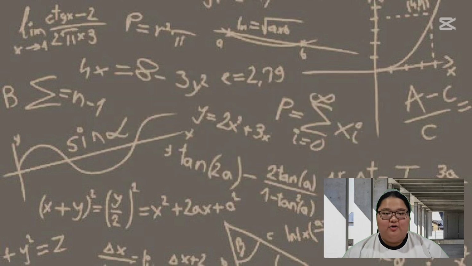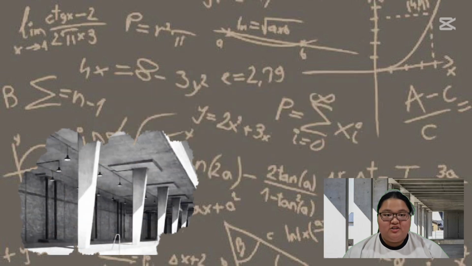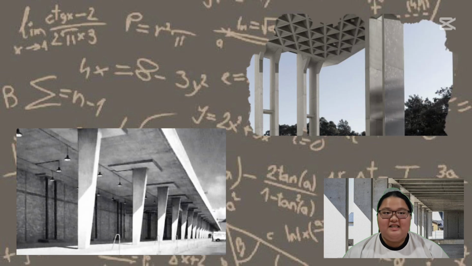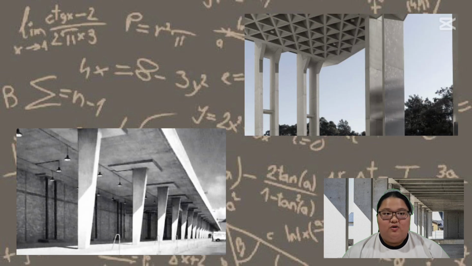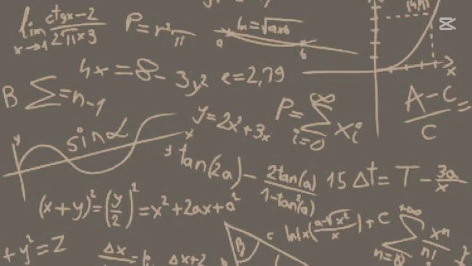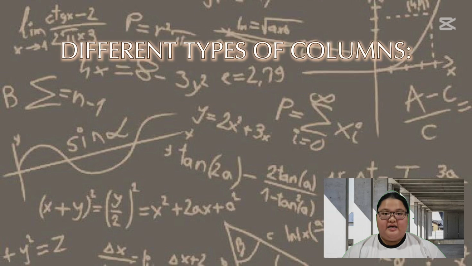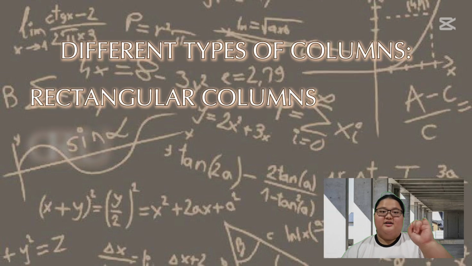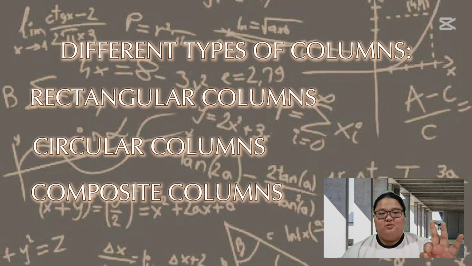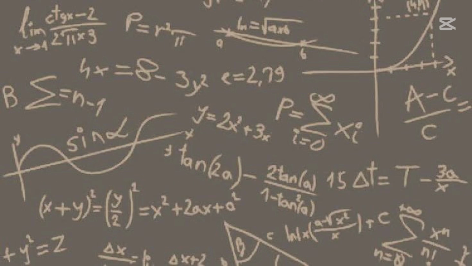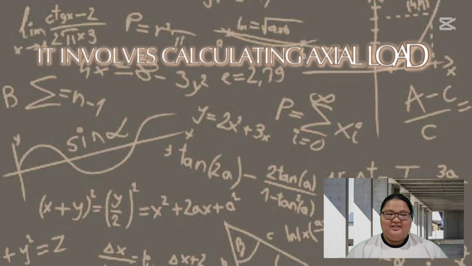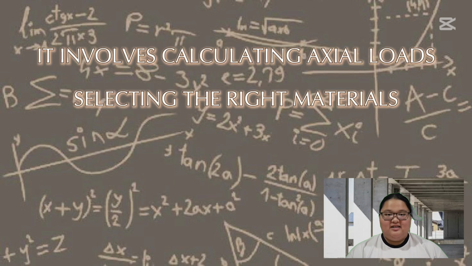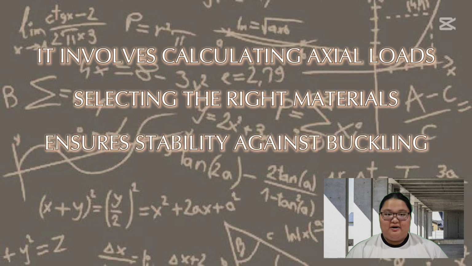Finally, let's talk about columns. Columns are vertical structural elements that support beams and slabs, transferring loads to the foundation. There are different types of columns: rectangular, circular, and composite columns serving specific structural needs. The design involves calculating axial loads, selecting the right materials, and ensuring stability against buckling.